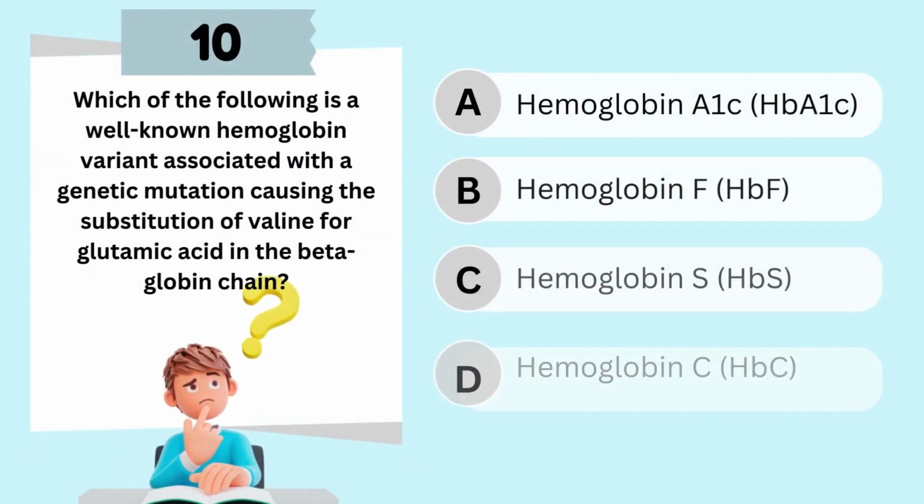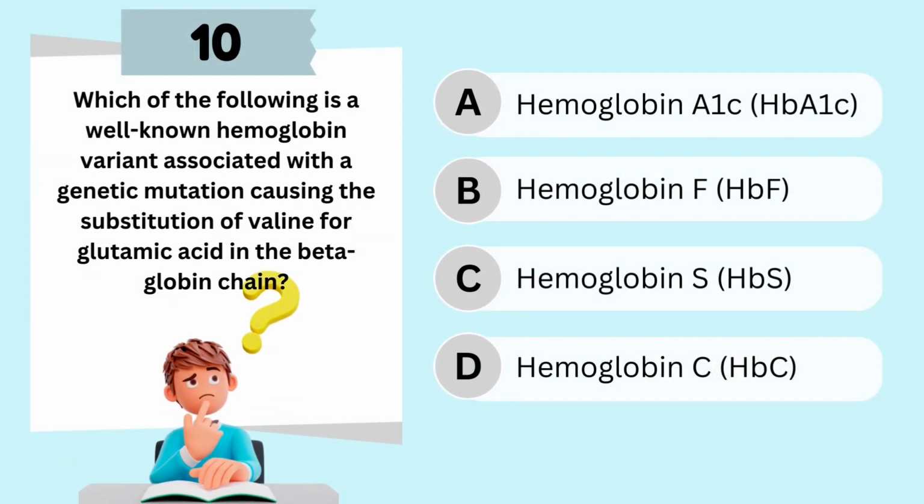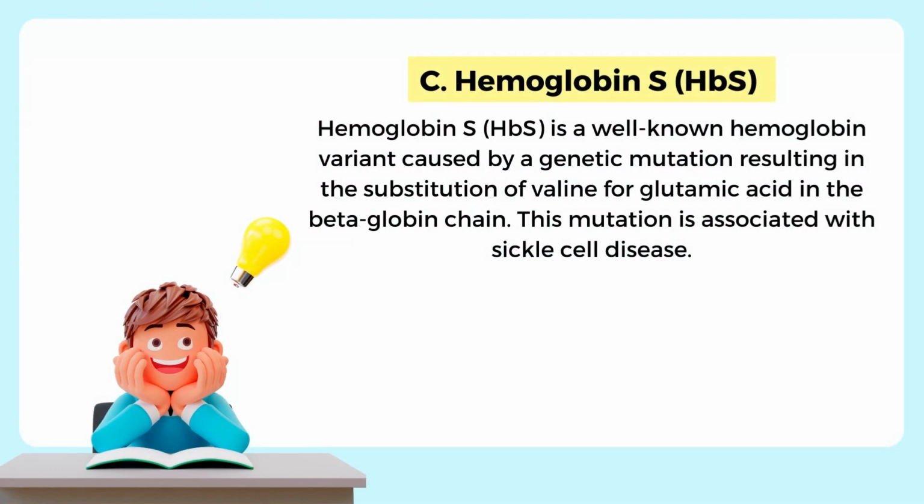Which of the following is a well-known hemoglobin variant associated with a genetic mutation causing the substitution of valine for glutamic acid in the beta-globin chain? The correct answer is C. Hemoglobin S.